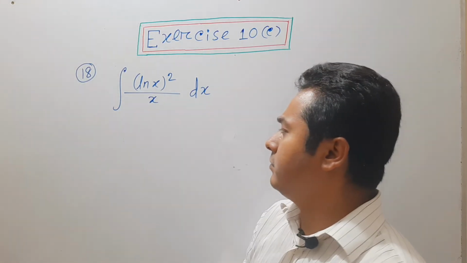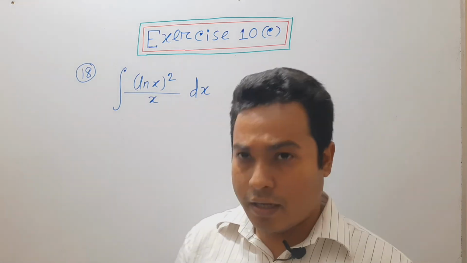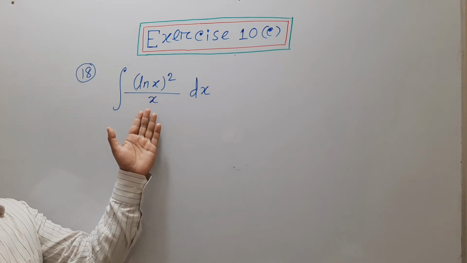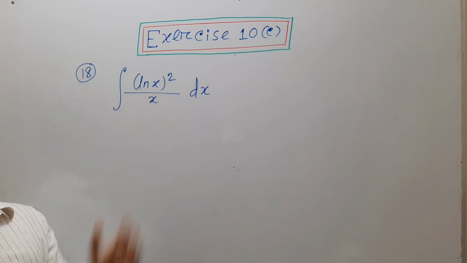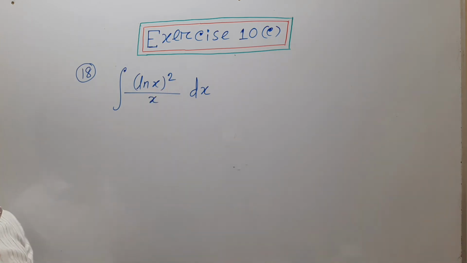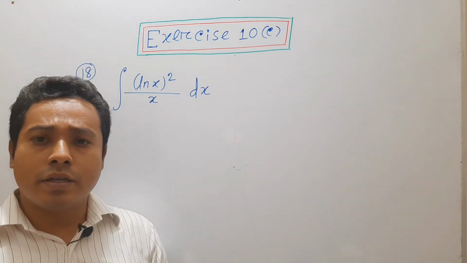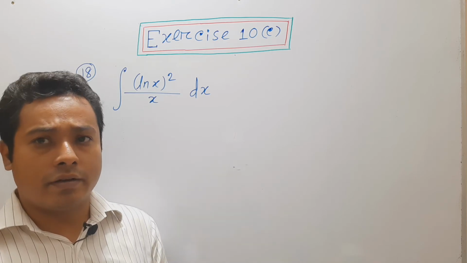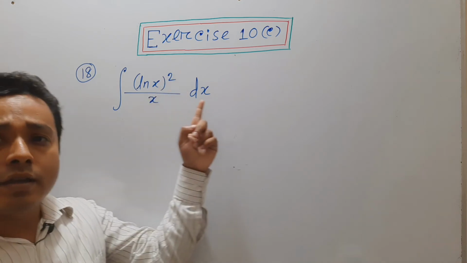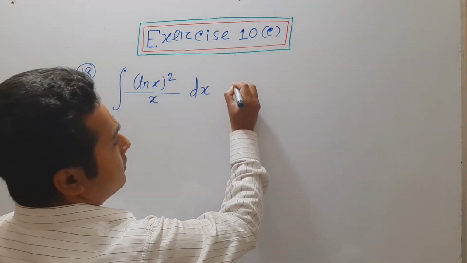Okay, now question number 18. Integration of ln x whole square divided by x dx. Now dear student, here ln x and 1 by x, you consider the two functions, and the derivative of one is equal to the other function. Here derivative of ln x is equal to 1 by x. So consider ln x is z.